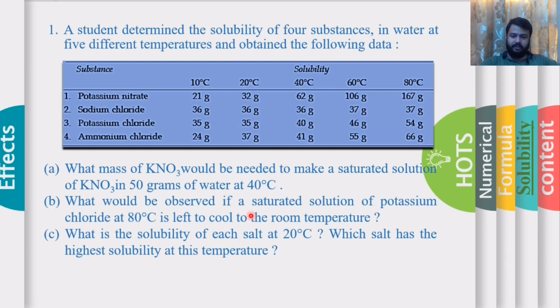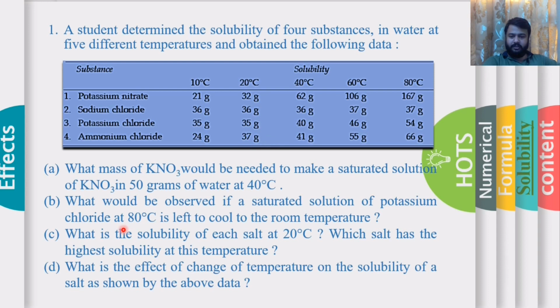Now next question, what is the solubility of each salt at 20 degrees Celsius? This is a very easy one. For potassium nitrate it is 32, for sodium chloride it is 36, for potassium chloride 35 gram, and for ammonium chloride this is 37 gram. Which salt has the highest solubility at this temperature? I think 37 is the highest one, so we can say that ammonium chloride has the highest solubility at this temperature.